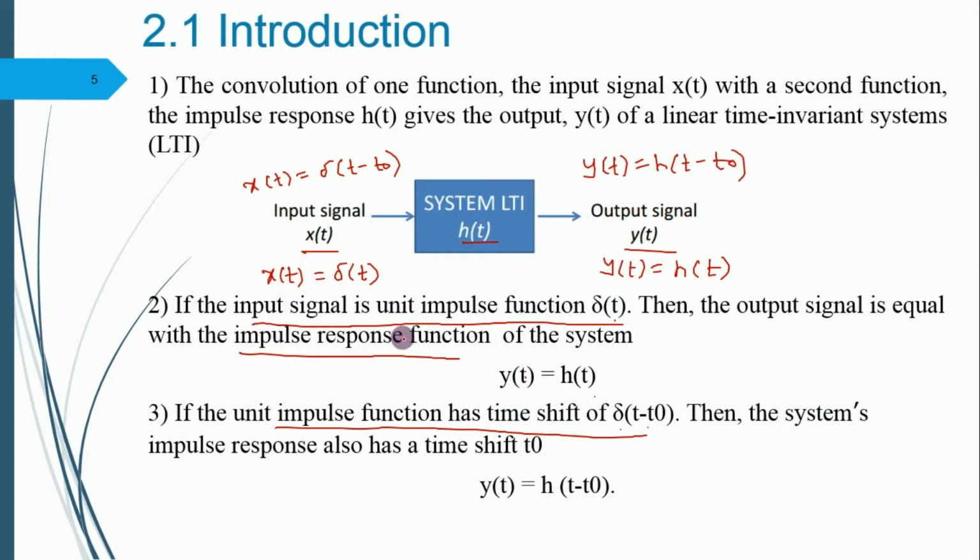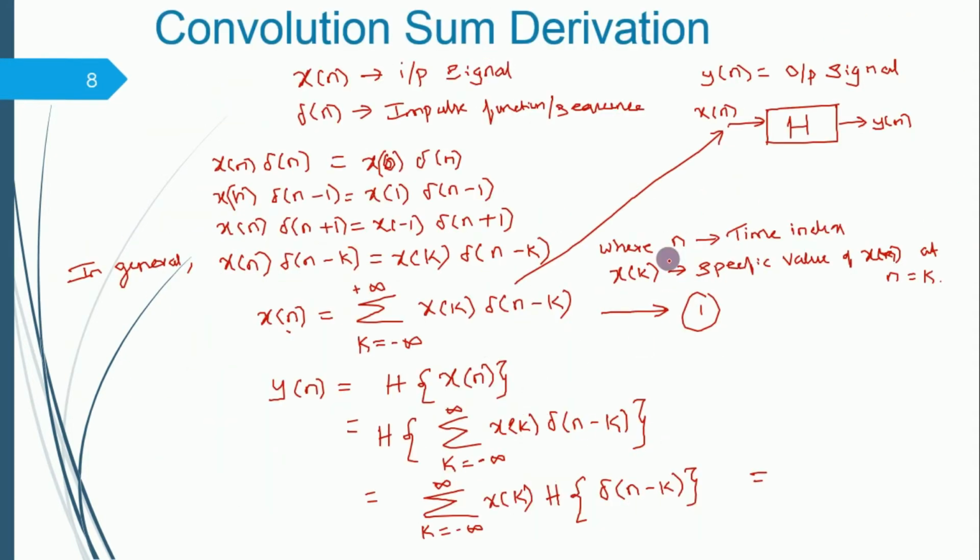I'll go to the first slide again. If you supply delta function as an input, what is your output? Your output is the impulse response, h of t minus t naught, h of t here. Here we are supplying delta of n minus k, so your output should be h of n minus k. That's it. So y of n is given by summation k equal to minus infinity to plus infinity x of k, and in place of the system acting on delta of n minus k, the output will be h of n minus k.